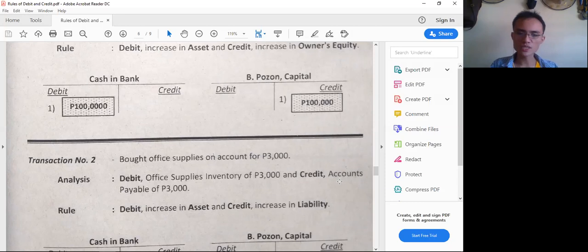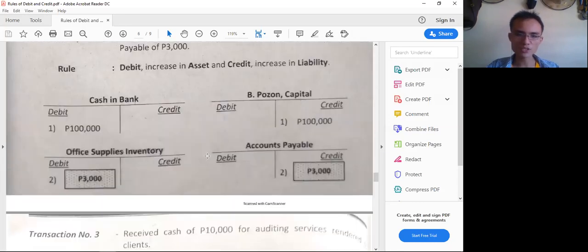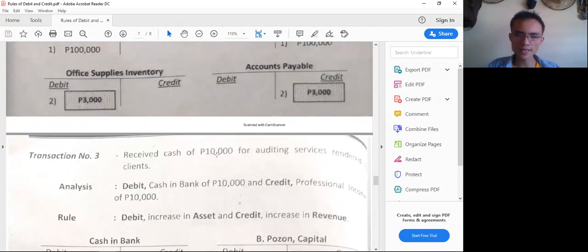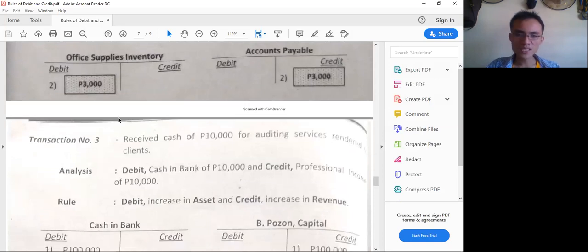So hopefully, guys, you're also taking down notes there just in case you're able to hear the things that I'm saying. Okay, that's transaction number 2. Next, transaction number 3. The business received cash of 10,000 for auditing services rendered by the business to the clients. Okay, so what is received? What is the value debited by the business? The business received cash, therefore it's cash in bank.